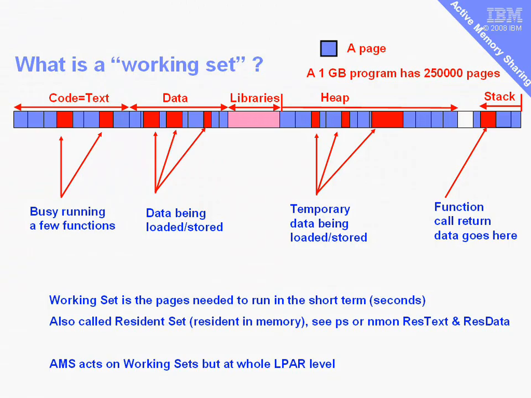Do be careful though, because some of these pages can be shared. For example, the code or text can be shared between multiple programs. So we're doing some other techniques in here to reduce the amount of memory needed in the machine. Now when we get to AMS, we'll find that AMS is working at the working set or resident set of a whole logical partition rather than the resident set of a particular program. But the same principles are involved. Which bits of the logical partition are actually needed to run this logical partition for the next few seconds.